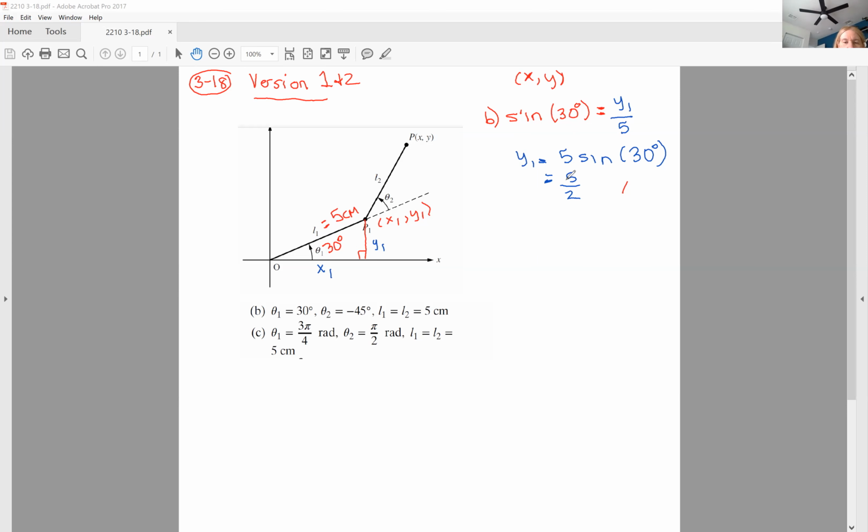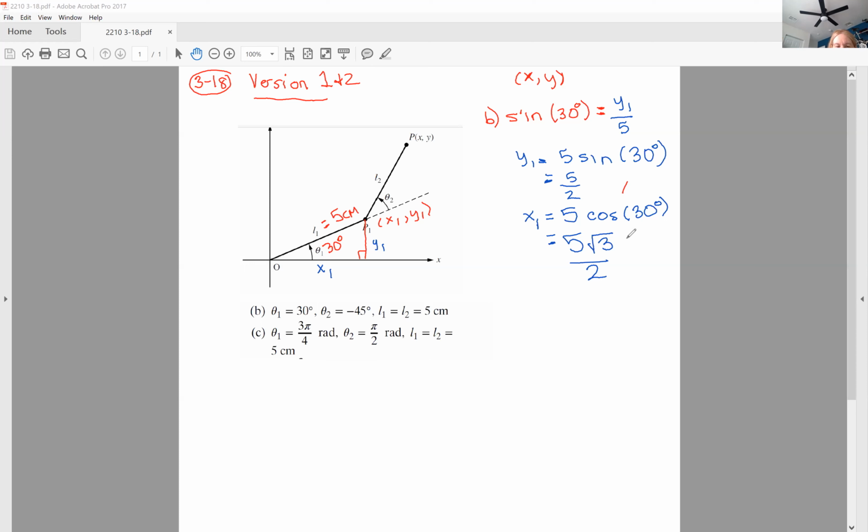Perfect. Now we want to find x1. And x1 is always the x and cosine go together, sine and y go together. So I'm going to do the exact same thing, only I don't need to do all the formula stuff because I think that you can see how I would do it. And this would just be 5 times the cosine of 30 degrees. And the cosine of 30 degrees is the square root of 3/2. So this is 5 times the square root of 3/2, which is a perfectly fine answer.